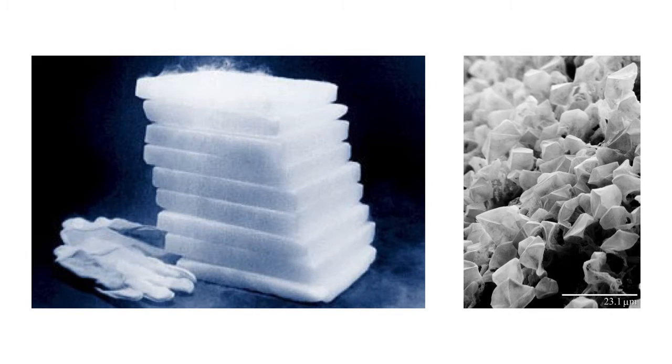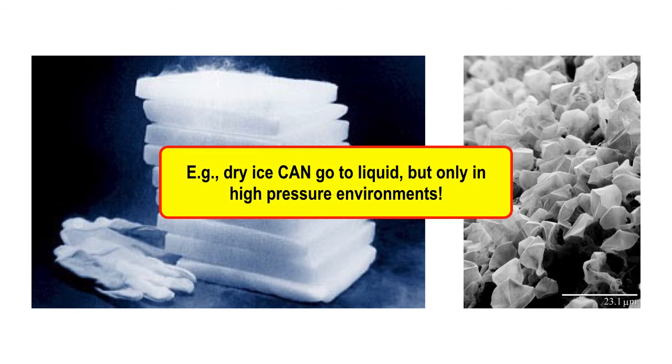So let's look at carbon dioxide. Here's a couple slabs. Well, not a couple, that's about a dozen slabs of carbon dioxide ice. On the right is a close-up of carbon dioxide crystals, a pretty small micro photograph of those. And the thing about dry ice, CO2 ice, is it actually can go to liquid, but only in high-pressure environments. So go ahead and jot down that concept.